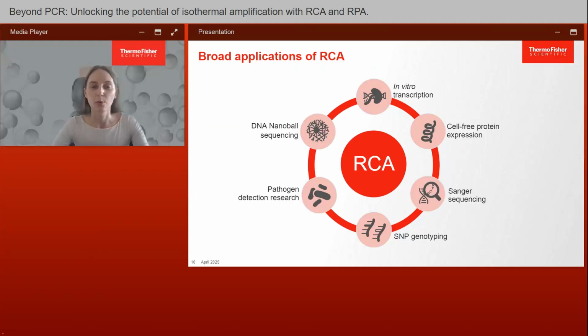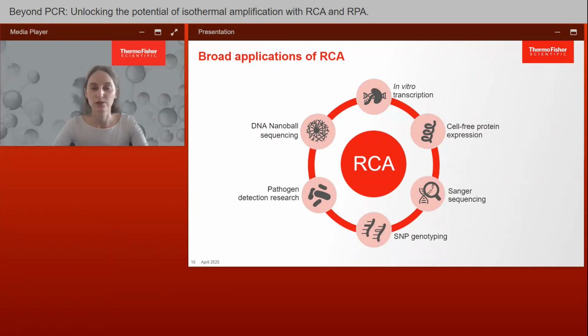So let's look at where RCA is used. RCA is commonly used for two main types of applications. Firstly, it can be used for detection. For example, detecting pathogens like viruses or bacteria, RNA sequences, DNA sequences, even proteins, or genetic variants like single nucleotide polymorphisms or SNPs.